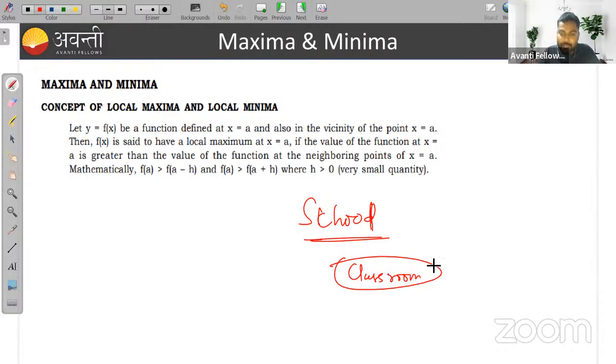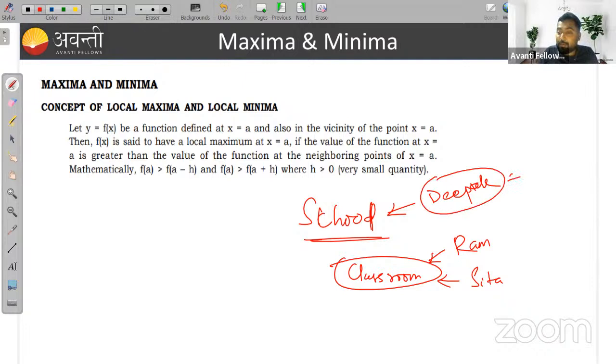So in your classroom, if I ask you who is having the highest height, suppose you will say Ram is the boy who is the tallest one in your class. Okay, and Sita is the smallest girl in our class. But in your school, Deepak is the tallest boy in your school. That means here we can say, Deepak is your global maxima.